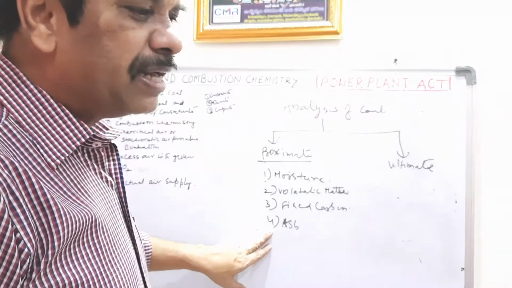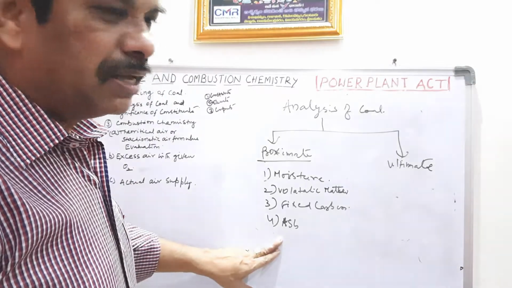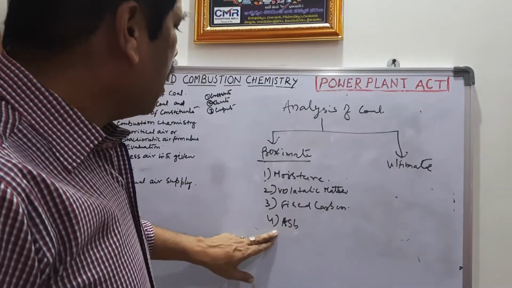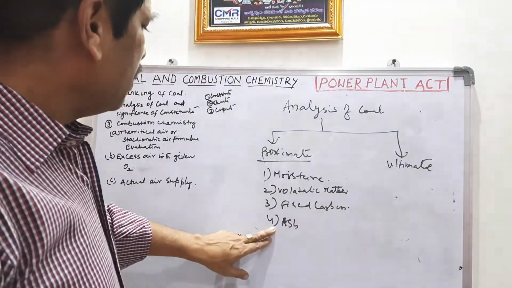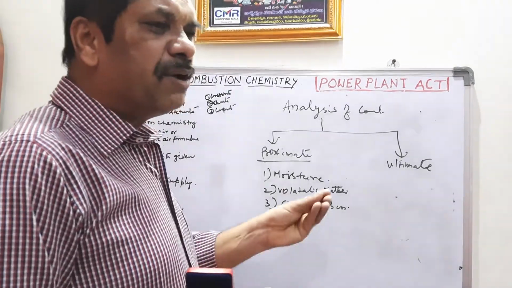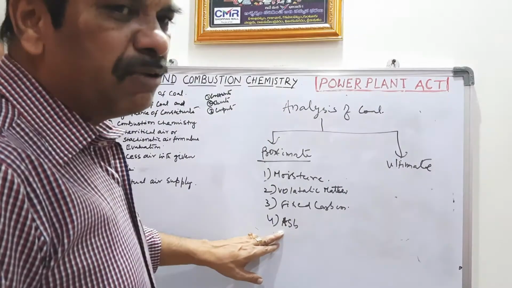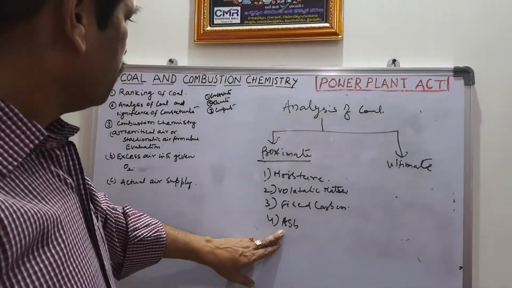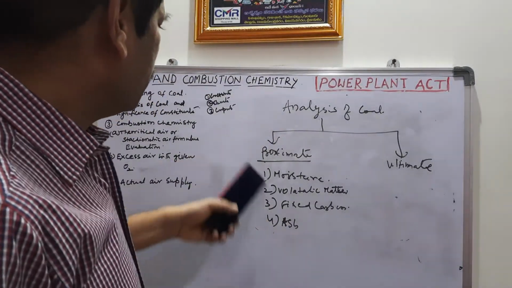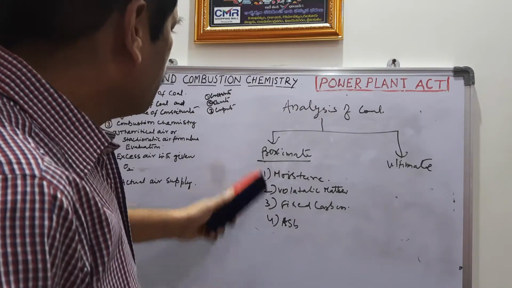Ash is nothing but a burden for transportation, and there is no use for it. Apart from that, the problem is that if coal is heated more, then this ash gets fused and clinker formation will take place. So these are the importance of the constituents of this proximate analysis.